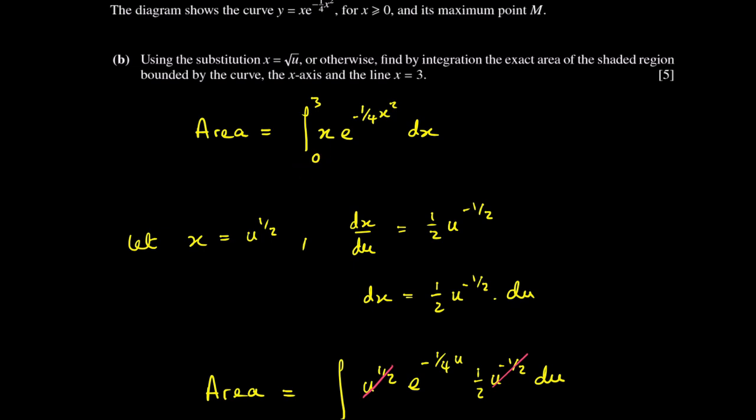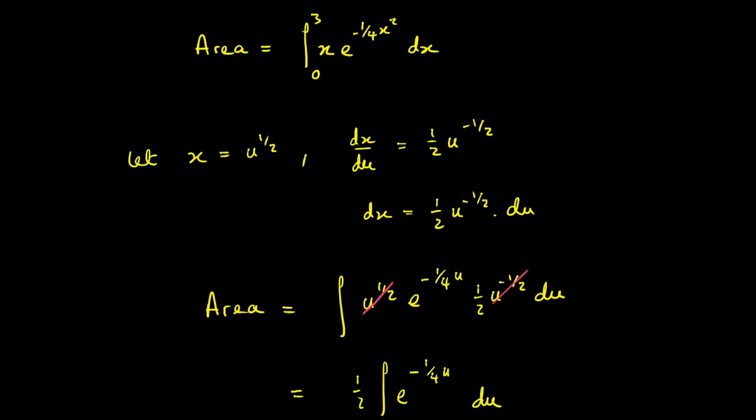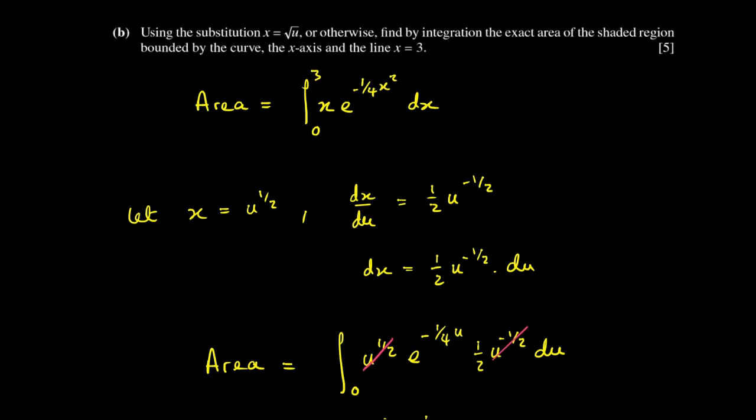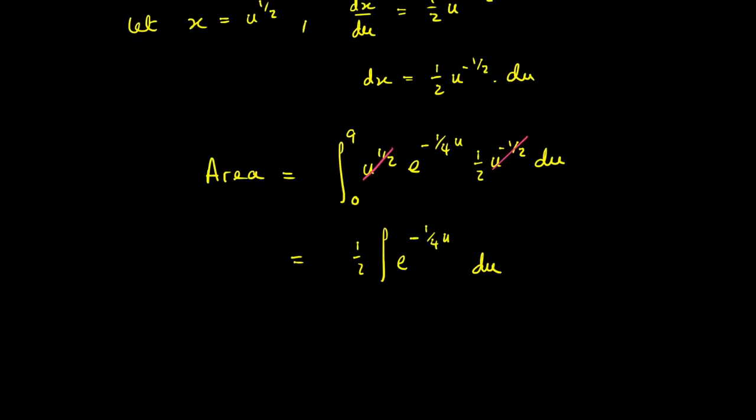So when x is equal to 0, well, u is also going to be equal to 0. Okay, so that guy there is 0. But when x is equal to 3, then that means that root u is equal to 3. So if we square both sides, u will be equal to 9. So the upper boundary there changes to 9. Okay, so now we've got everything set up.